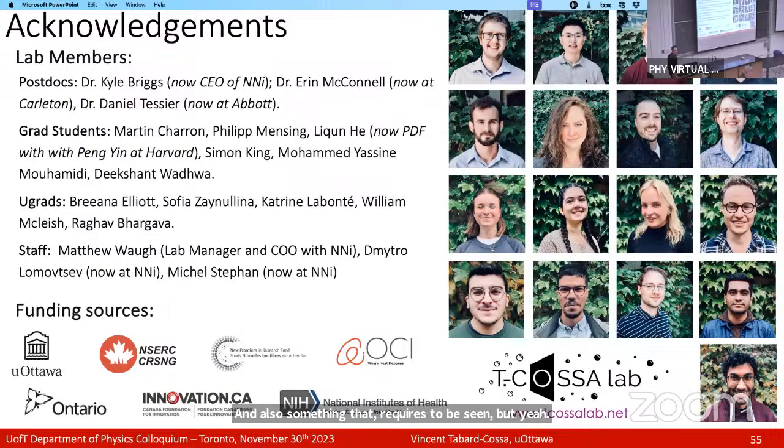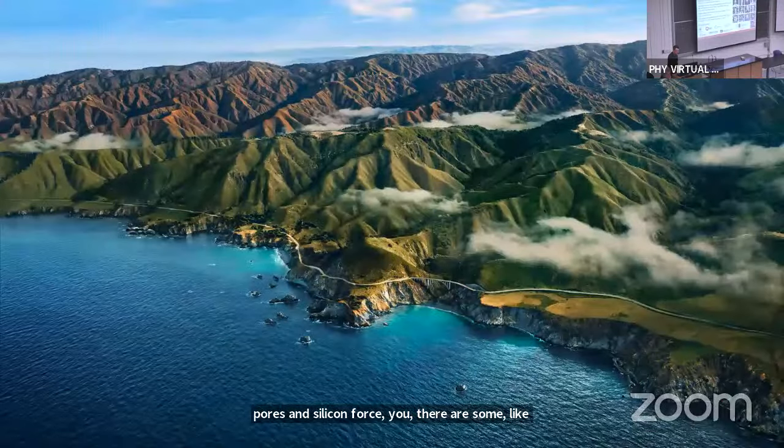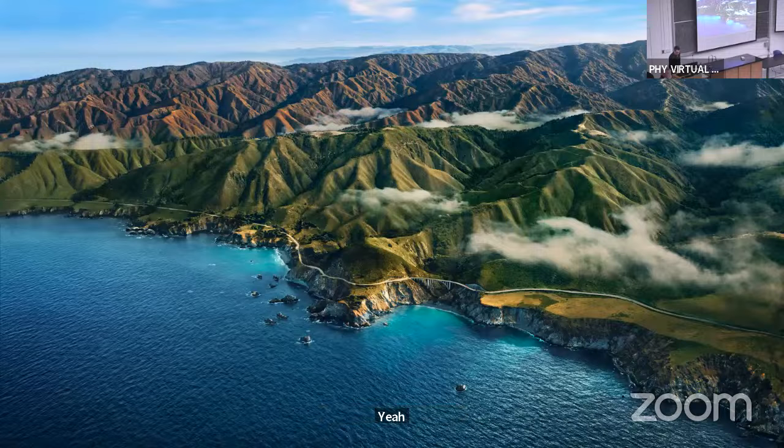When you were talking about comparing biological pores and silicon pores, there are some layers of silicon, right? Yeah. And I was wondering if there's any chance of manipulating that into more complex nanopore structures.